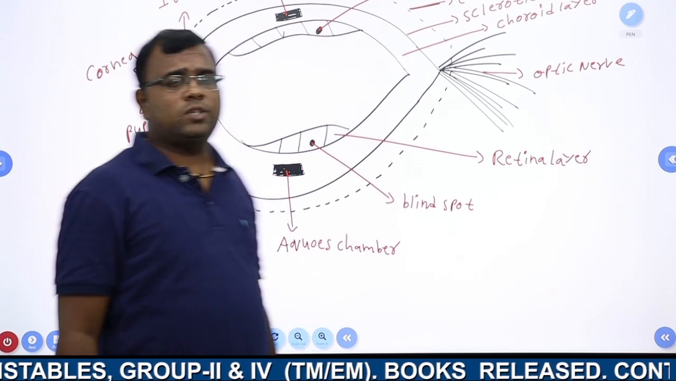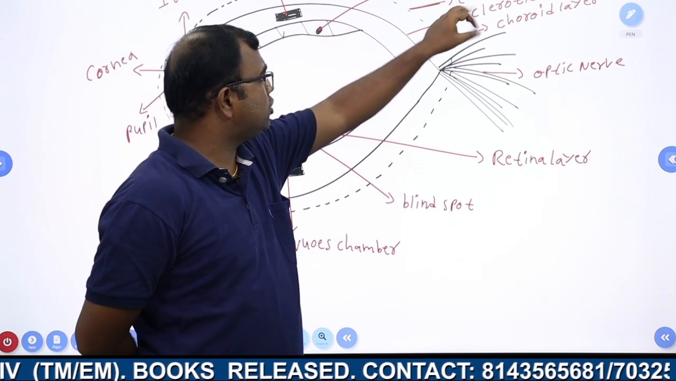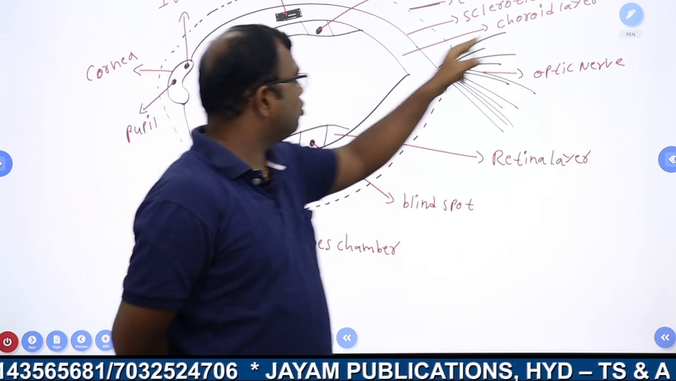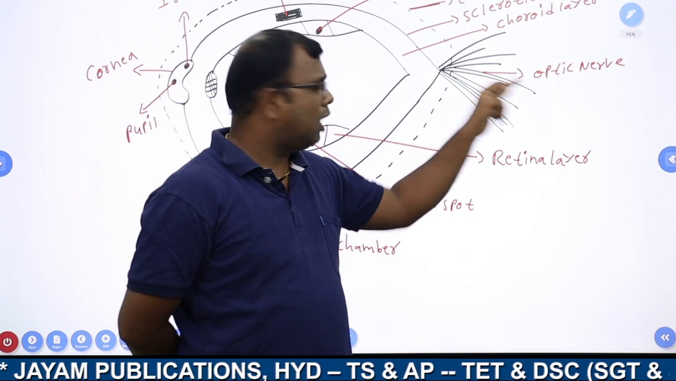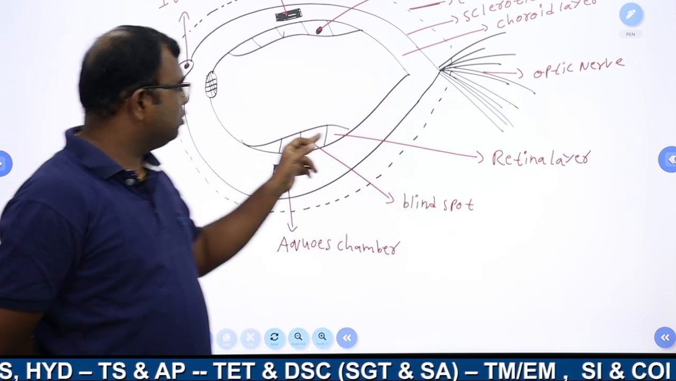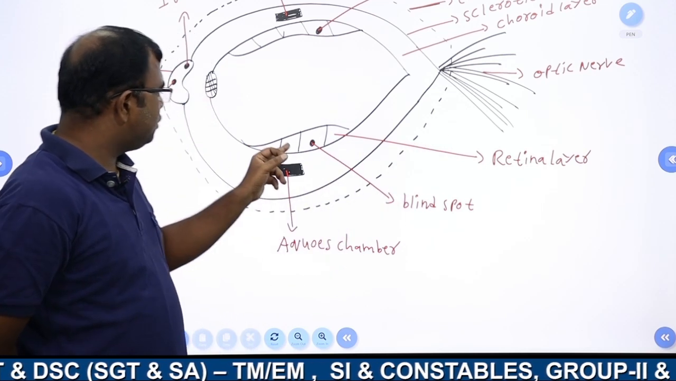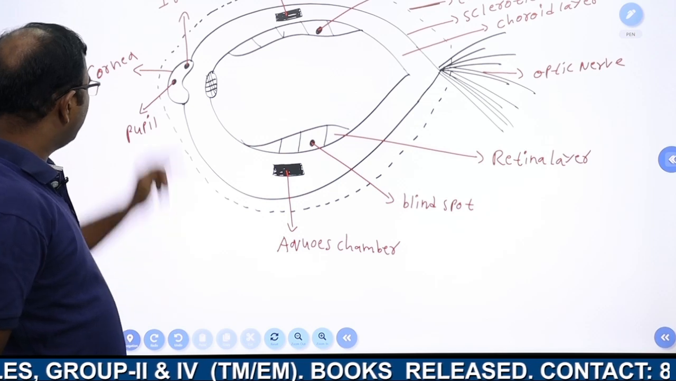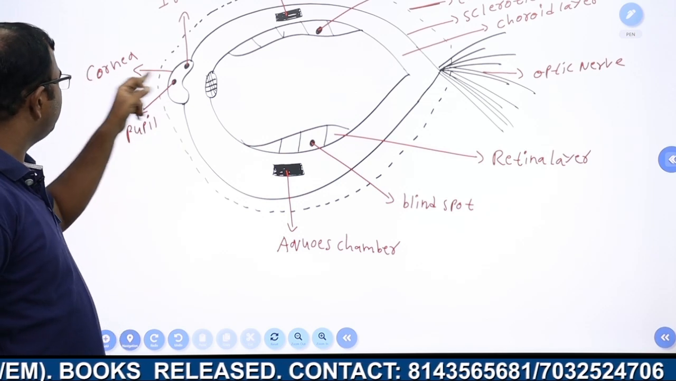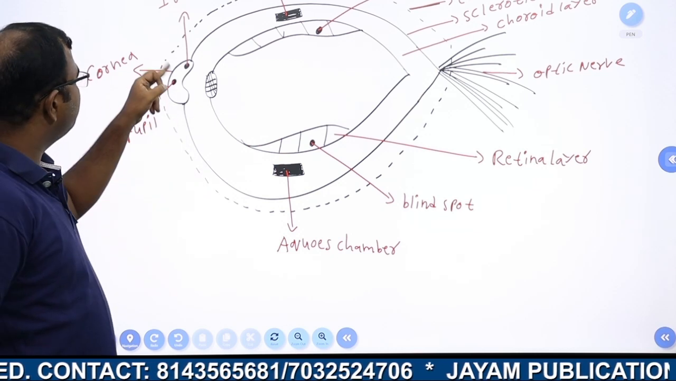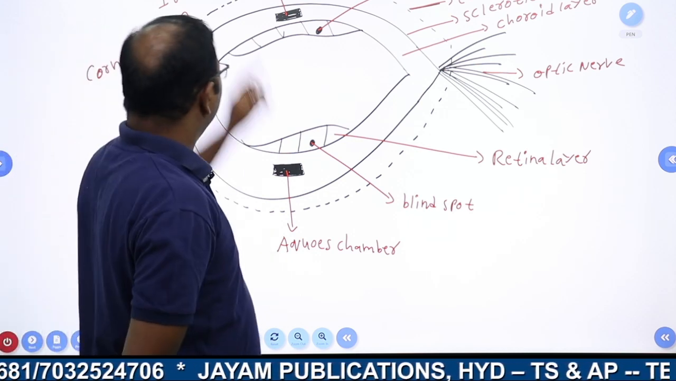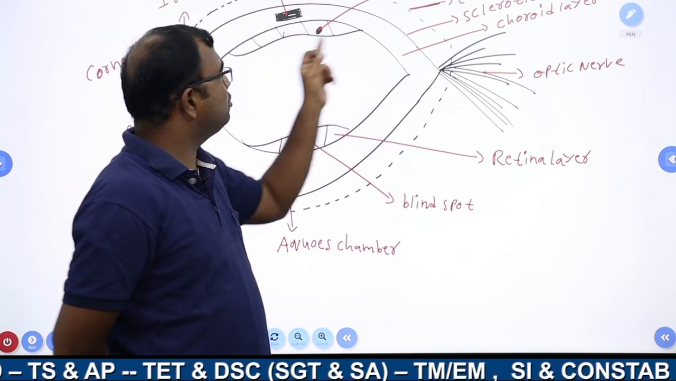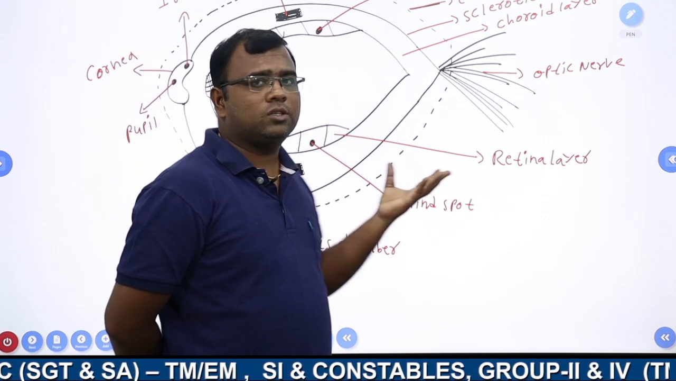Okay, this is the structure of eye. The first part goes to conjunctive layer, the second part goes to sclerotic layer, the third part goes to choroid layer, the fourth part goes to optic nerve, the fifth part goes to retina layer, and next part goes to blind spot, and next part goes to aqueous chamber, and next part goes to pupil, and next part goes to cornea, and next part goes to iris, the next part goes to vitreous chamber, and next part goes to yellow spot. Okay, this is the structure of eye.